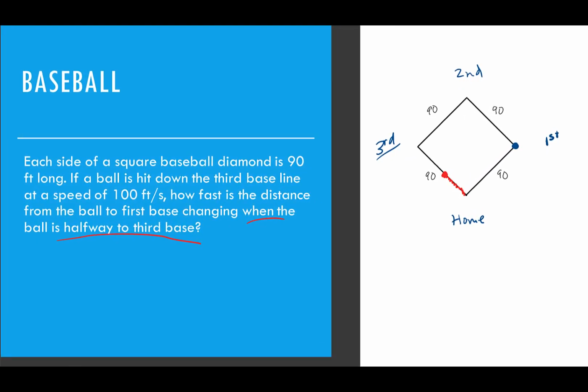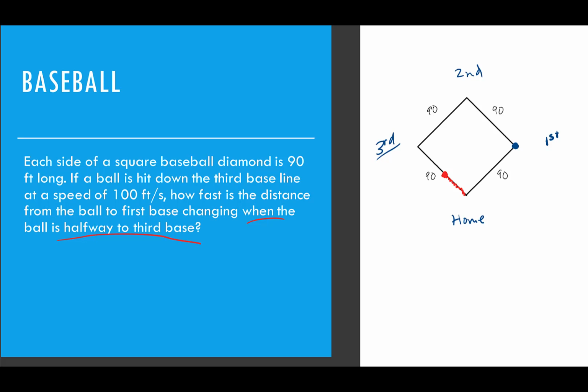So let's read again. Each side of a square baseball diamond is 90 feet. So I have 90s written in for all of them. Now, if a ball is hit down the third base line, I've drawn it in red, at a speed of 100 feet per second. We're going to need to define variables in a second. We'll get back to that. How fast is the distance from the ball in red to first base changing when the ball is halfway down?